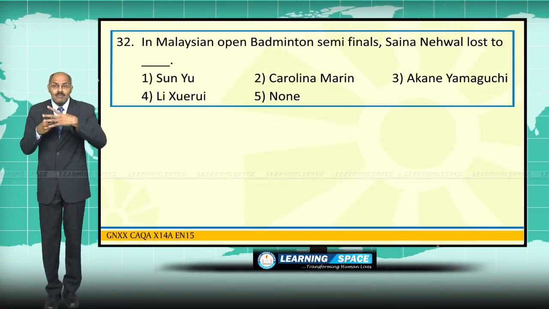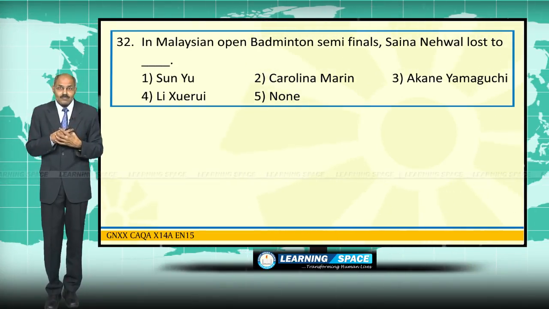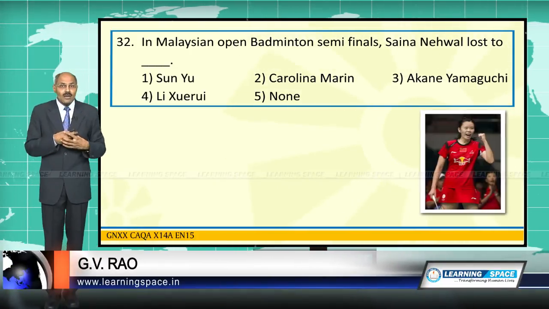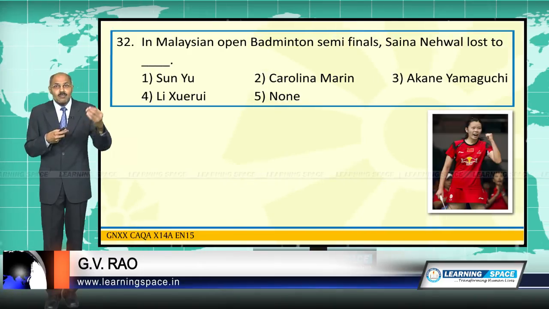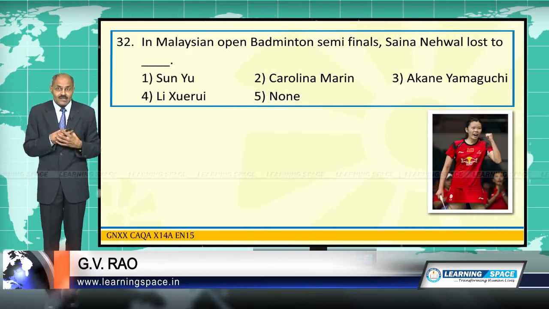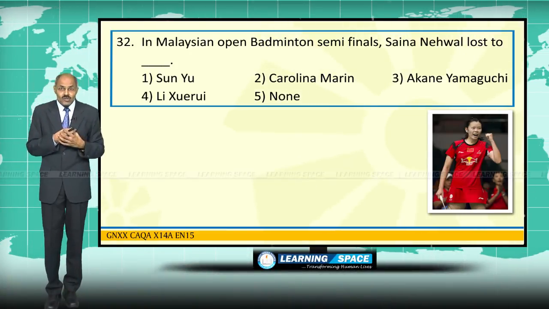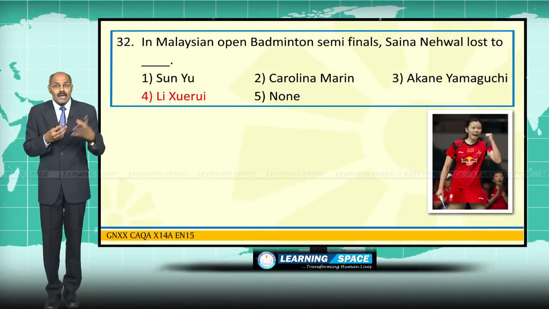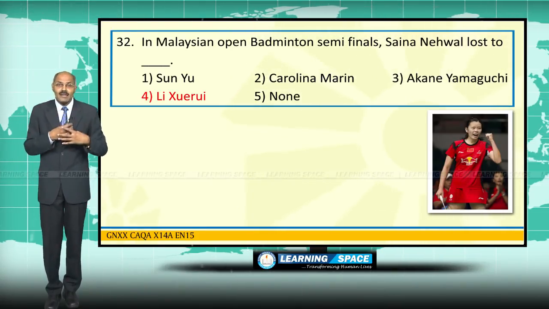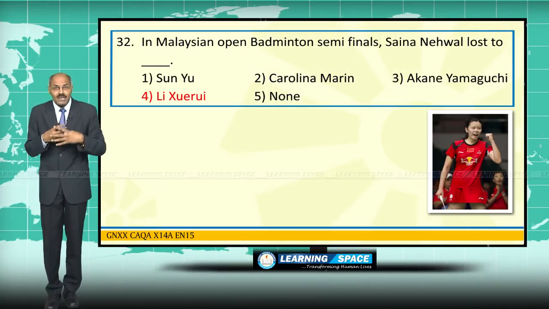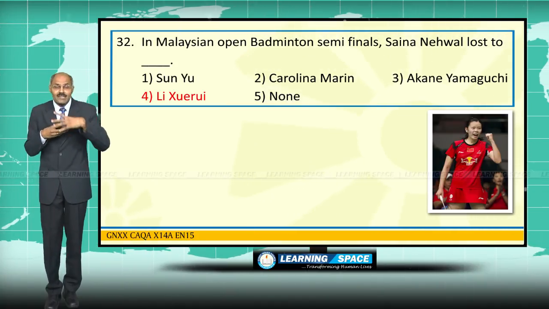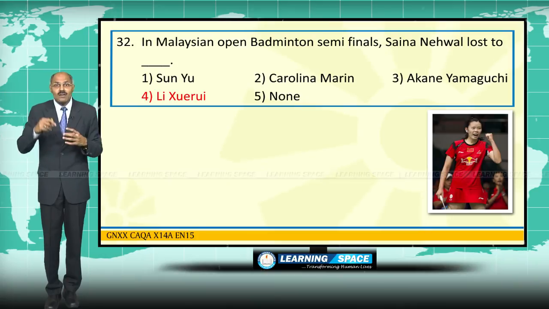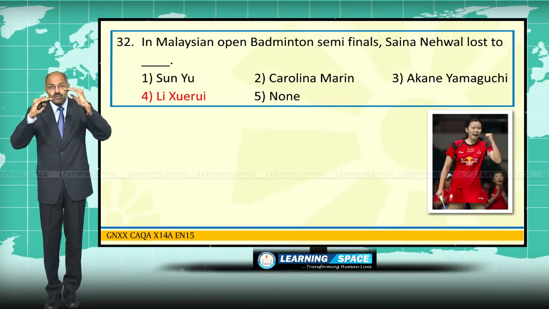Look at the next question. In Malaysian Open Badminton semi-finals, Saina Nehwal lost to Lee Xurai. Saina Nehwal lost the match in the semi-finals to Lee Xurai, and finally in the finals, Carolina Marin of Spain defeated Lee Xurai to win the championship. So please don't forget, Saina Nehwal lost this match in the semi-finals, and subsequently Saina Nehwal came to world's number 2 position from number 1 position.